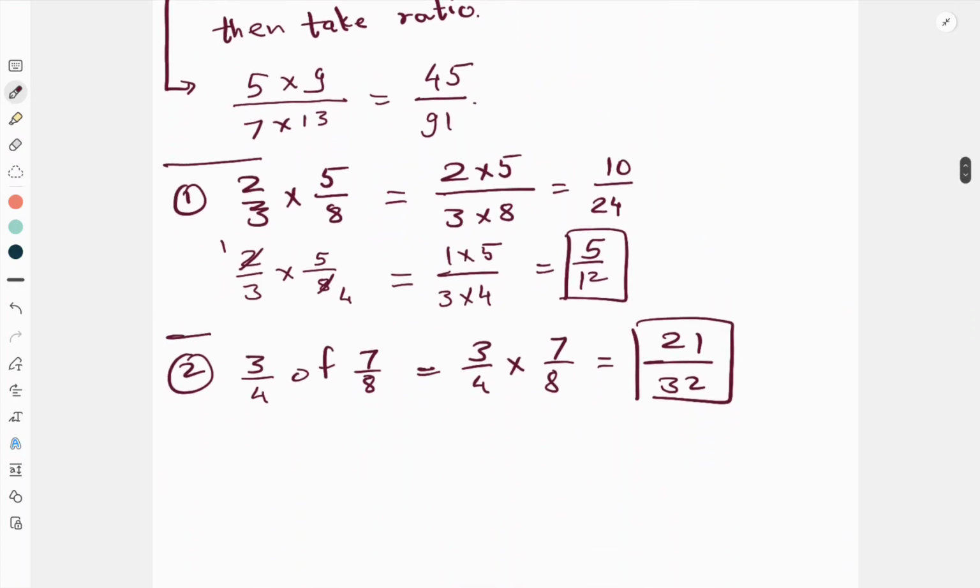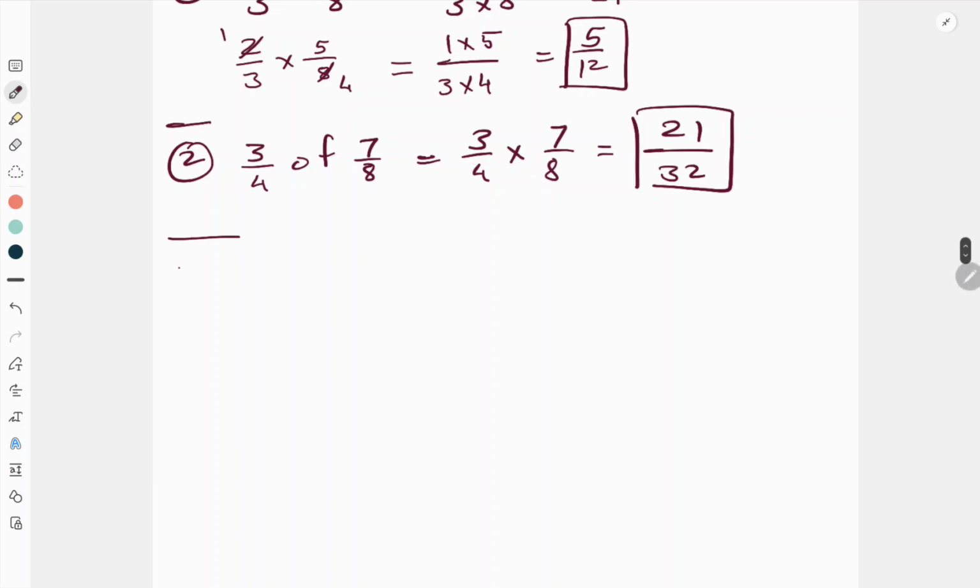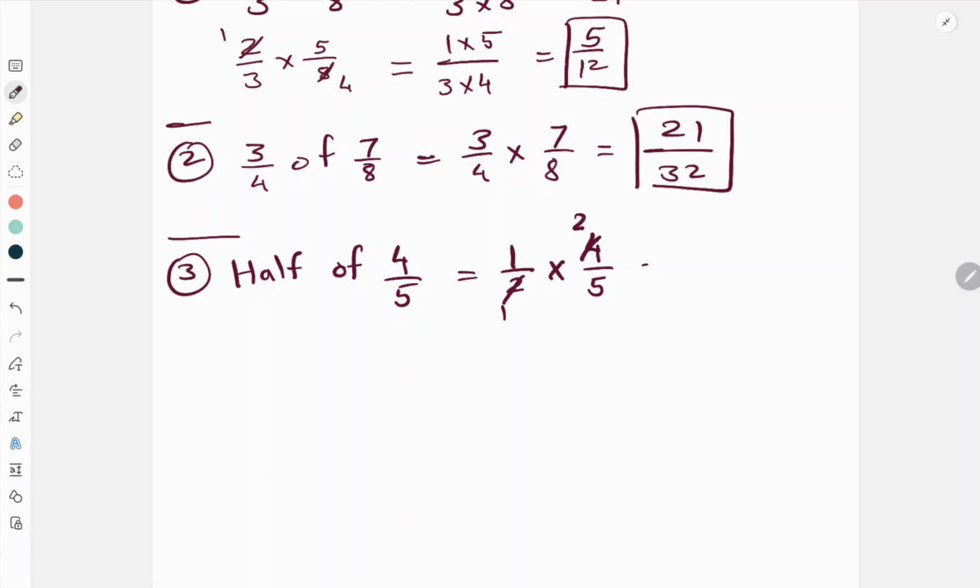Let's do one more of this type. Half of 4/5. This should be straightforward. Half is 1 divided by 2. Of means multiplication. 4/5. Now this 2 divides 4, so this is equal to 2 divided by 5.